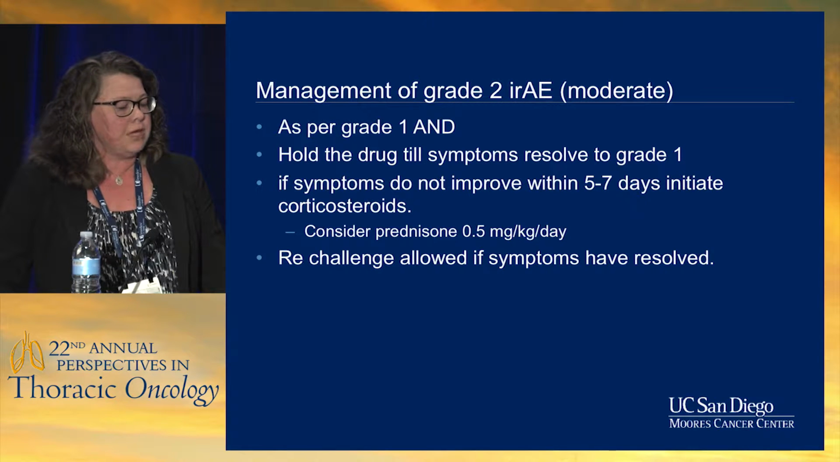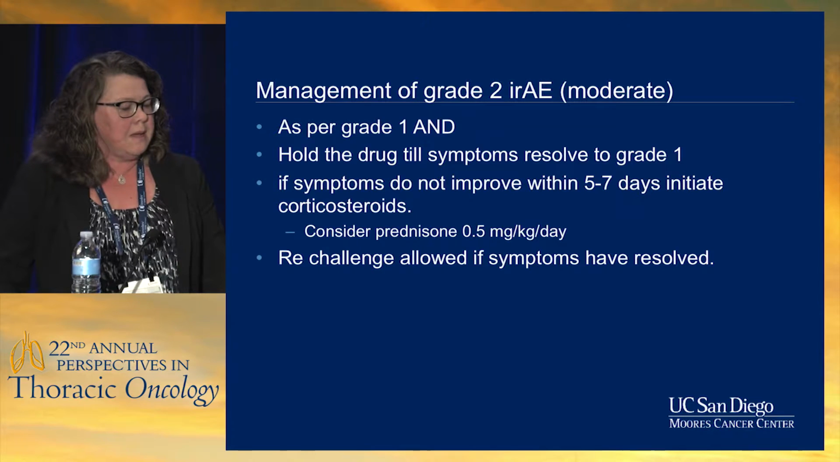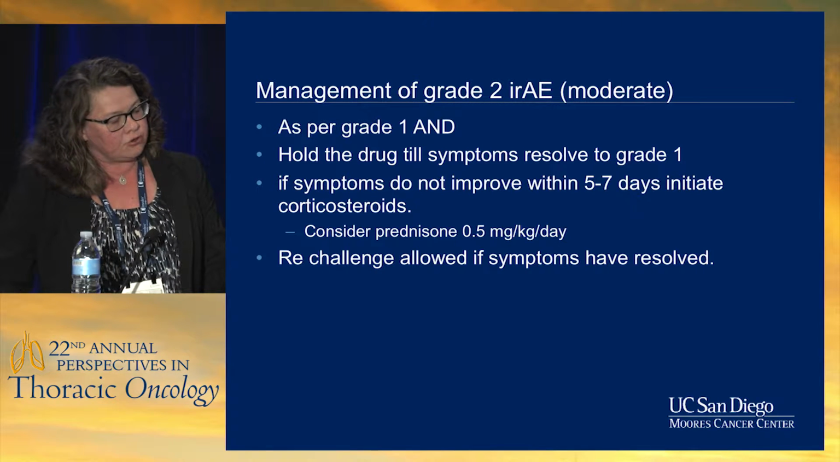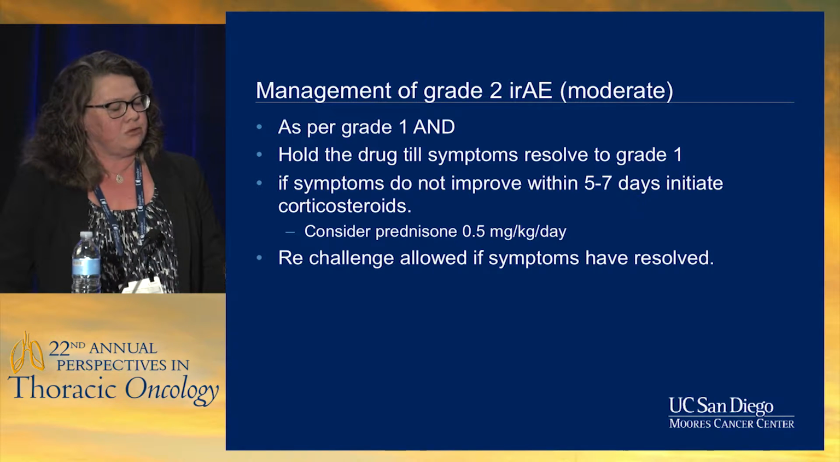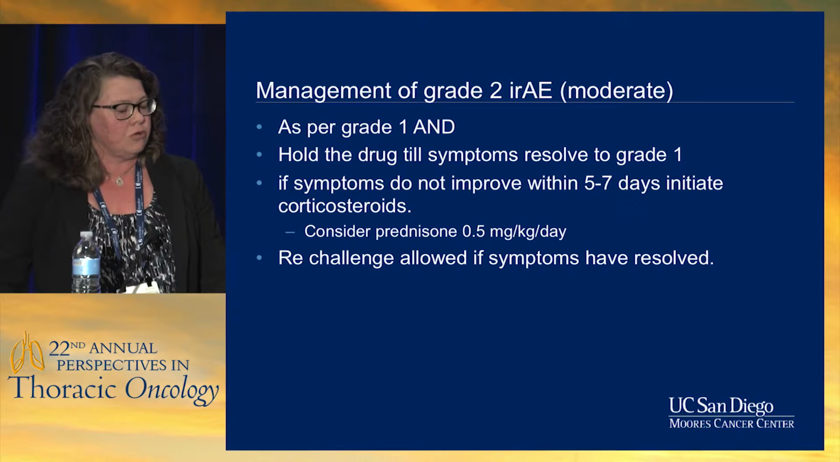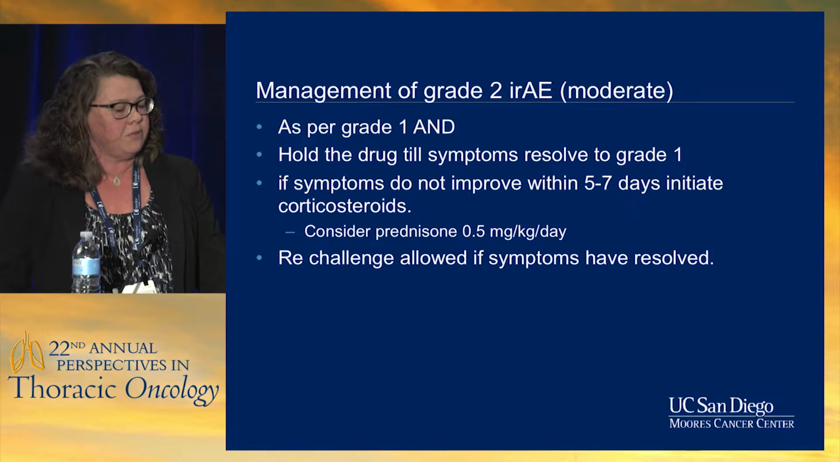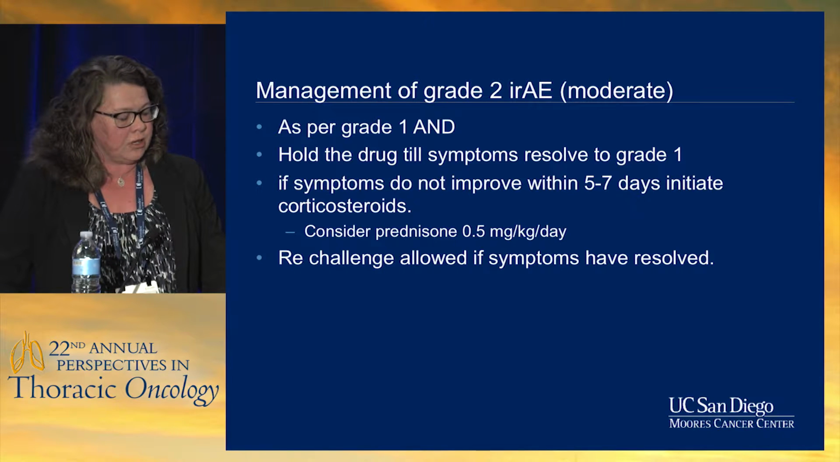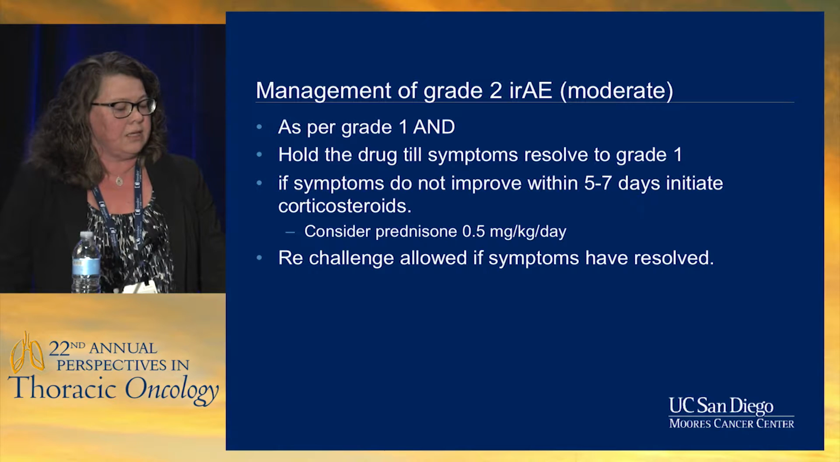So if you have a grade 2 adverse event, you basically do everything you've done in grade 1, but then I would consider holding the drug until symptoms resolve to grade 1. If you're holding the drug and nothing is improving in 5 to 7 days, then I would consider low-dose steroids, about 0.5 mg per kg per day. Rechallenge is allowed, and I'll show you the data on rechallenge later in the talk, but rechallenge is allowed for a grade 2 immune-related adverse event if symptoms have resolved.